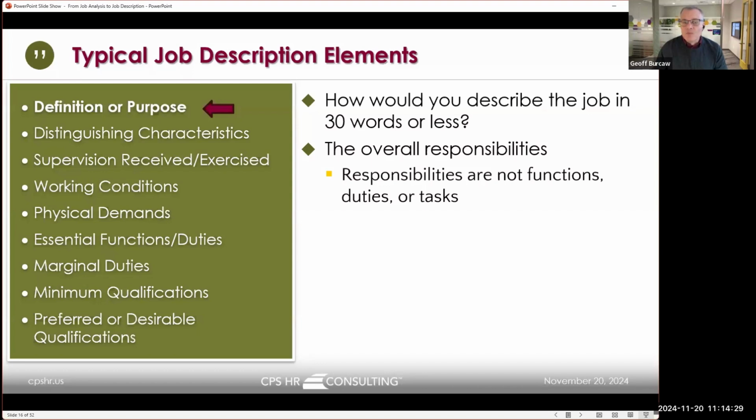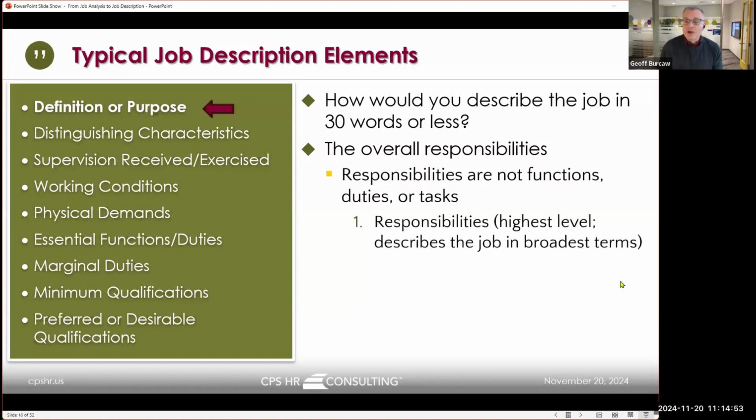Now, I want to point out something about the word responsibilities because this is something that I see a lot. You probably see this in job descriptions where it'll say duties and responsibilities. But responsibilities are not duties. They're not functions, they're not duties, and they're not tasks. When we break down a job and we look at the work that's performed on the job, we can divide up the work, or at least the ways of explaining the work, in a hierarchy where responsibilities are the very highest level. And this is a way of describing a job in the broadest terms. So something like managing the human resources department or managing human resources programs. It's very, very broad, ultimate responsibility.